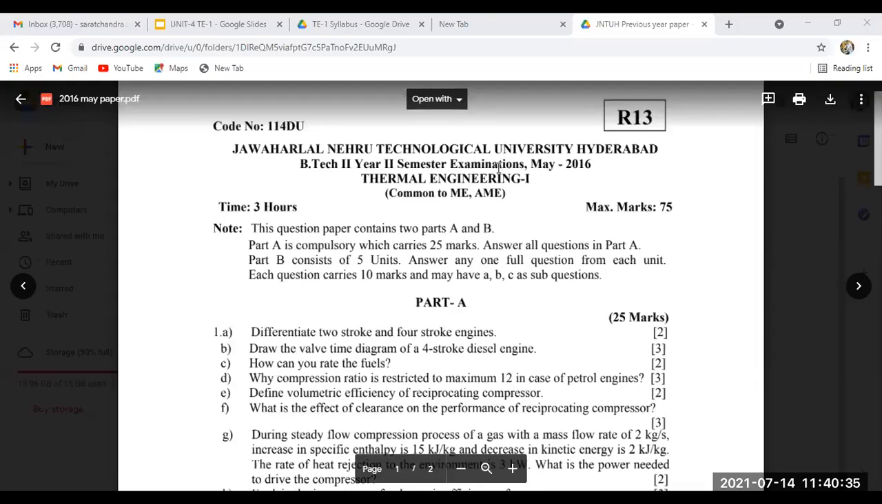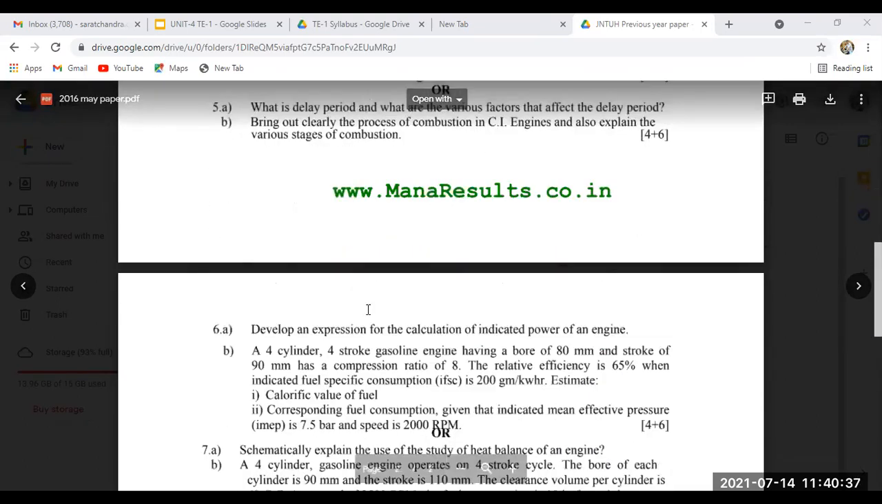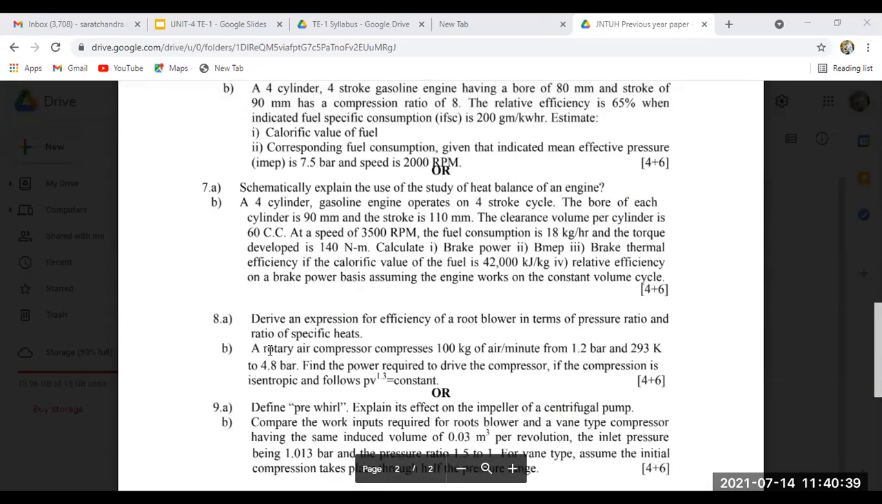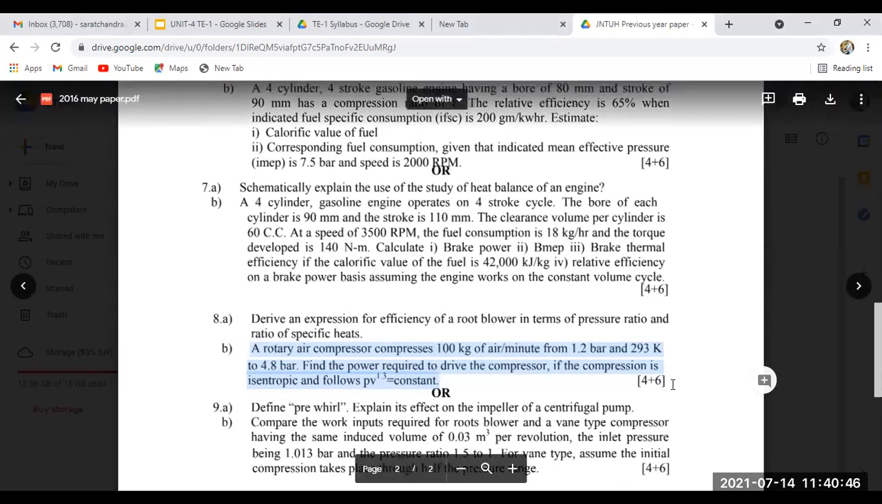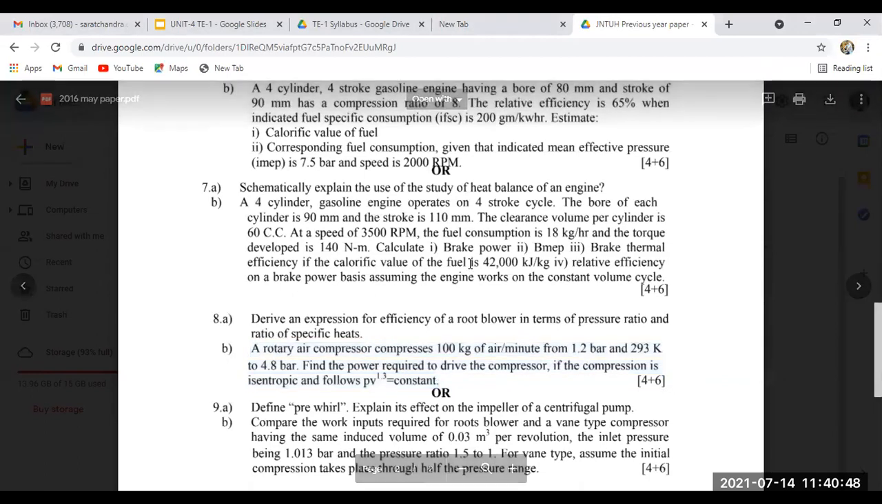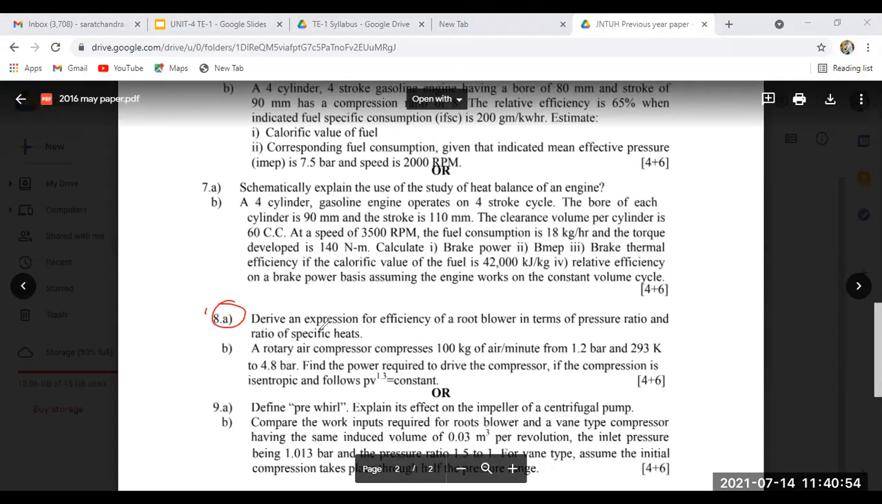Okay, here in 2016, we have a question, that is question number 8B. So we will copy this question. This 8B is for 6 marks. What was question number 8A? Question number 8A was: derive an expression for efficiency of root blower.